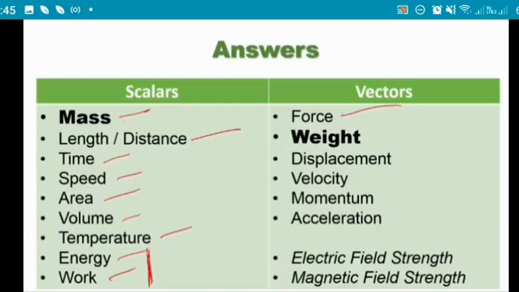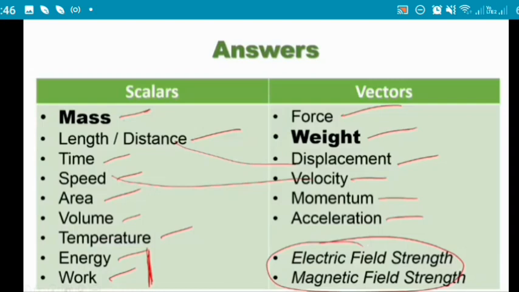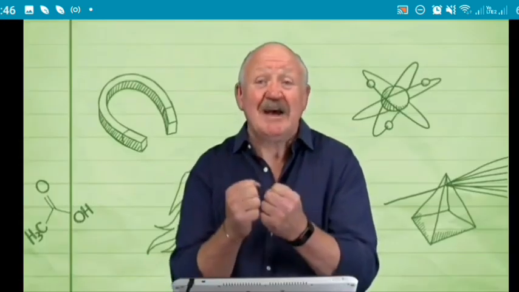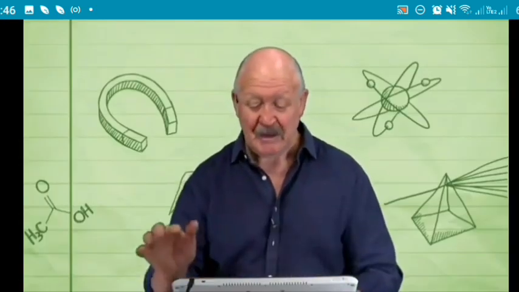Vectors. We've got a force. Direction's important. Weight, usually pointing downwards. A displacement is like a distance with a direction. Velocity is like a speed with a direction. Momentum, something to do with mass and velocity. Acceleration, well, we'll talk about that in a later lesson. And then we've got a couple here that you'll come across in grade 11, which is electric field strength and magnetic field strength. Electric force, magnetic force, and how strong they are.